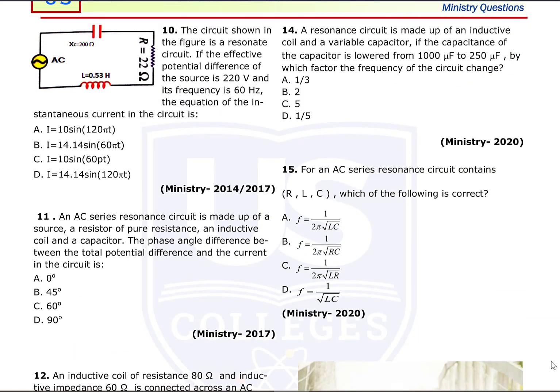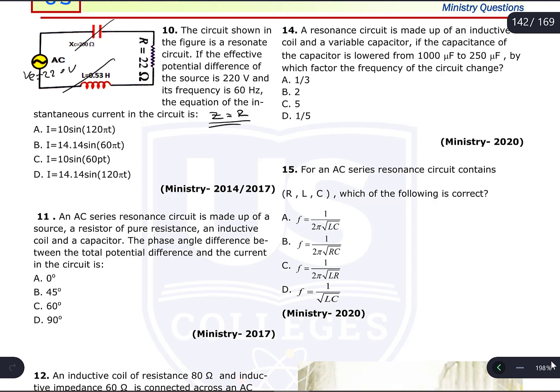And question number 10. The circuit shown in the figure is a resonating circuit. So what does it mean? In the resonating circuit, XL is equal to XC, so you don't need to count them. Z is equal to only R in this resonating circuit because XL is equal to XC. It doesn't matter if it is series or parallel. The effective potential difference of the source, the V effective of the generator, is 220 volt, and the frequency of the generator is 60 Hertz.